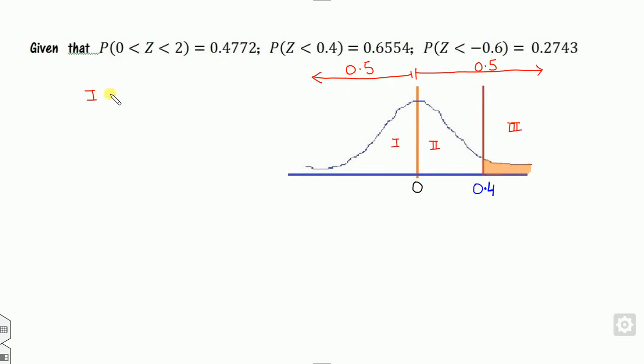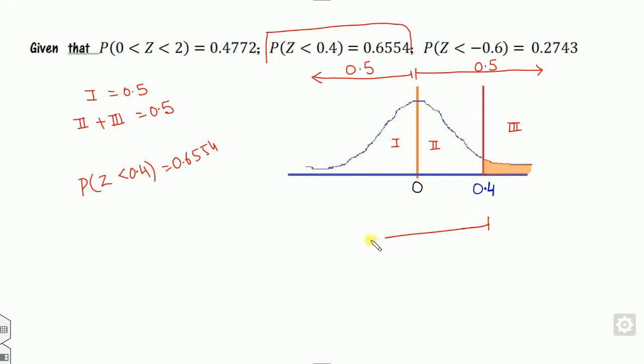What is the meaning? 1 is my 0.5. 2 plus 3 is also 0.5. So in order to find the area of third, we must know the value of the second. So look at that, this is 0.4. So is it anything? Yes, this is given to you. So look at that, this is given to be a, so if you look at the figure, which value is here? 0.4 less than this.